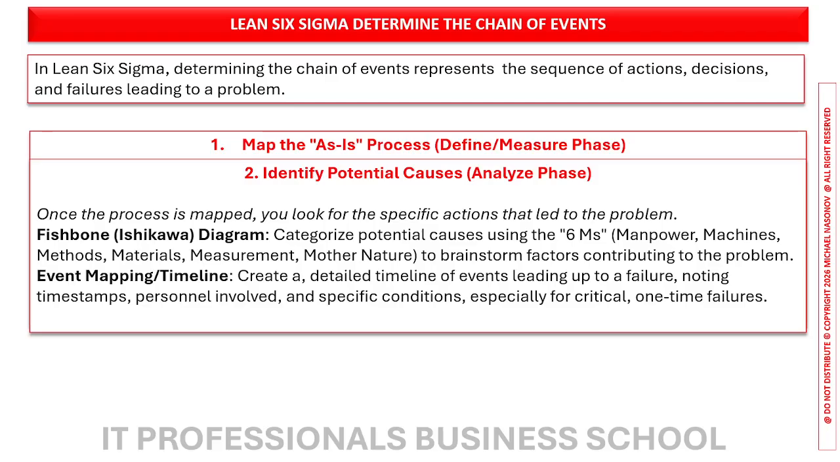Second step, identify potential causes, analyze phase. Once the process is mapped, you look for the specific actions that led to the problem. You might use a fishbone or Ishikawa diagram, categorizing potential causes using the 6 M's: manpower, machines, methods, materials, measurement, and mother nature, to brainstorm factors contributing to the problem.